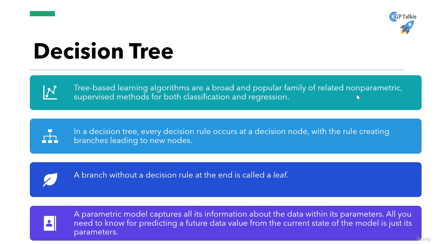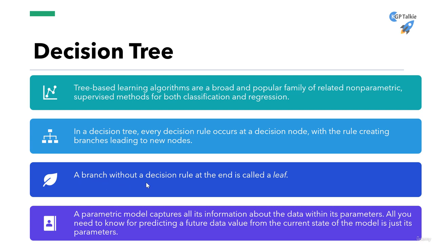A non-parametric supervised method means, in parametric methods, you can actually understand that the model captures all its information about the data within its parameters. All you need to know for predicting a future data value from the current state of the model is just its parameters. But in non-parametric methods, you have to predict even though the input features or the parameters are not given properly.